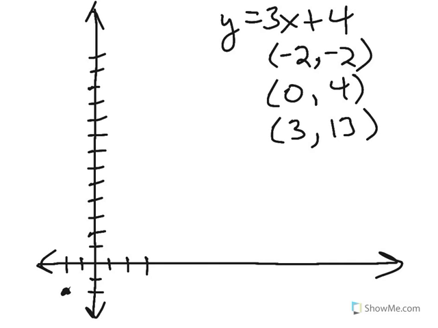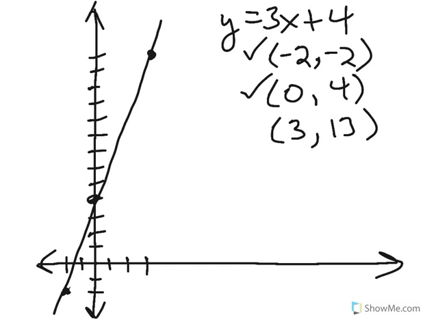Next, do 0, 4. So 0, then 1, 2, 3, 4. This is 0, 4. Finally, 3, 13. So to the right 3 and up 13. And that's a representation of that point. Looking at them, they do seem to line up nice and straight. Draw a line through all 3 points.